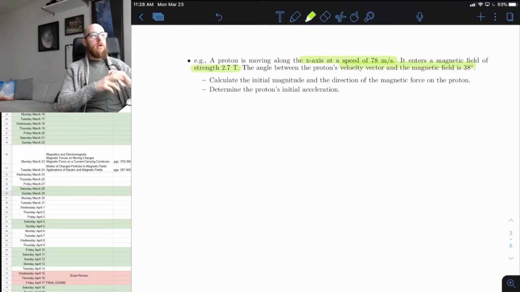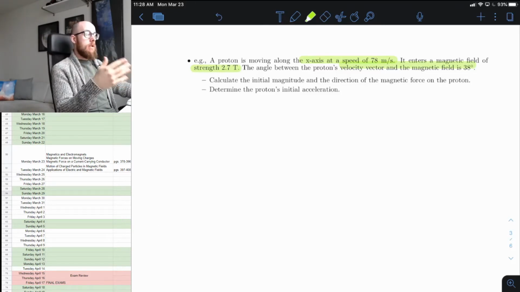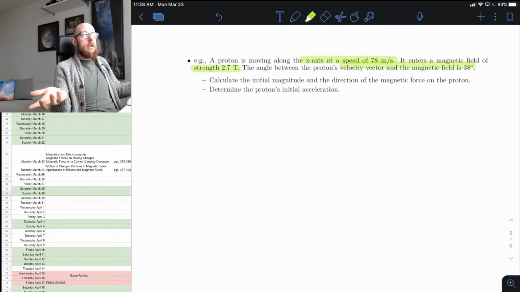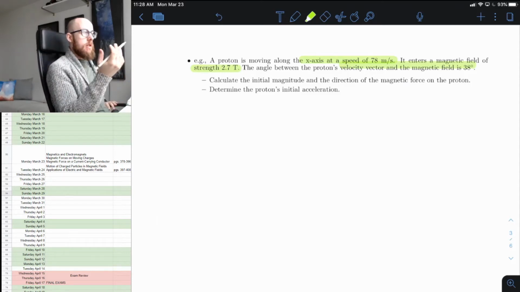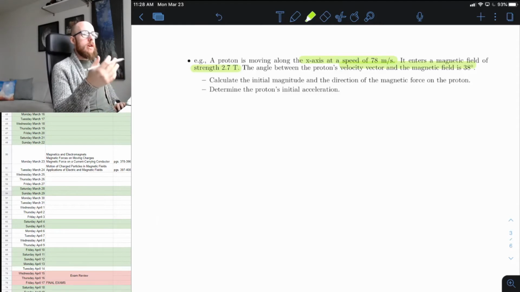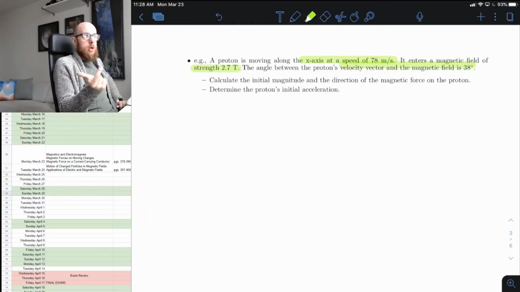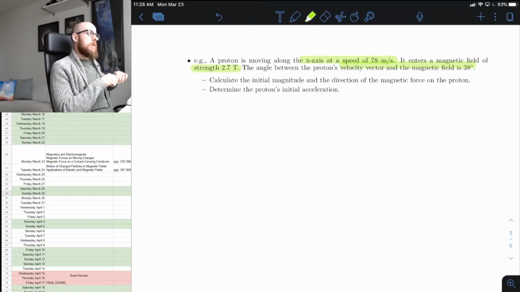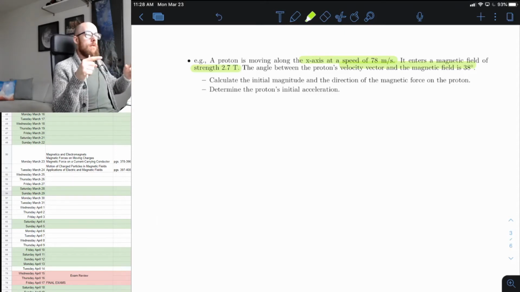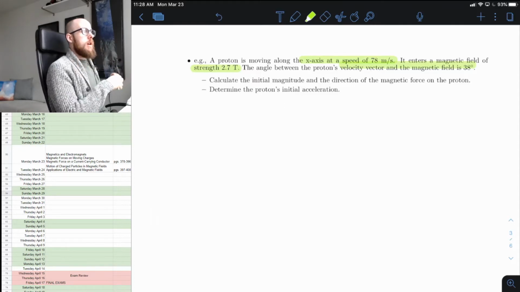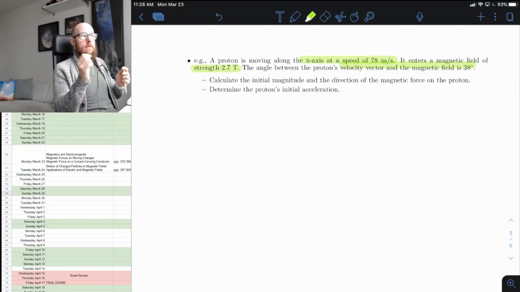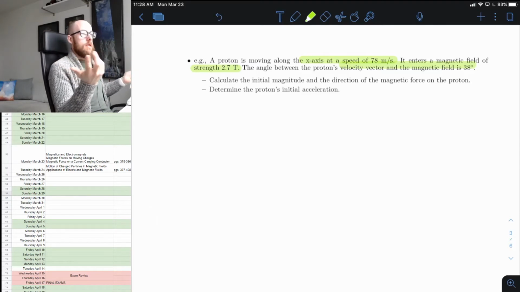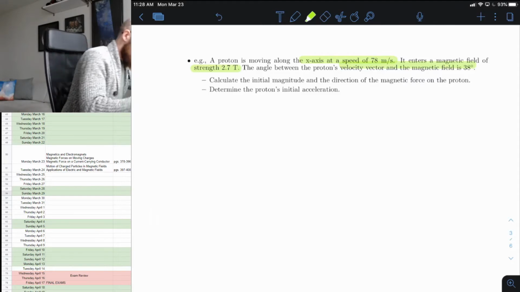The reason is that when the proton enters the magnetic field, it will feel a force. Because it feels a force, it will also accelerate in a certain direction, which means the direction of the velocity vector will change. And if the direction of the velocity vector changes, then suddenly the direction of the force will also change. So we have to be a little bit careful here. We can only really say what the initial force and the initial acceleration will be, because as soon as we let it go into the magnetic field, it will start changing direction and the force itself will change. Okay, so let's get to this.